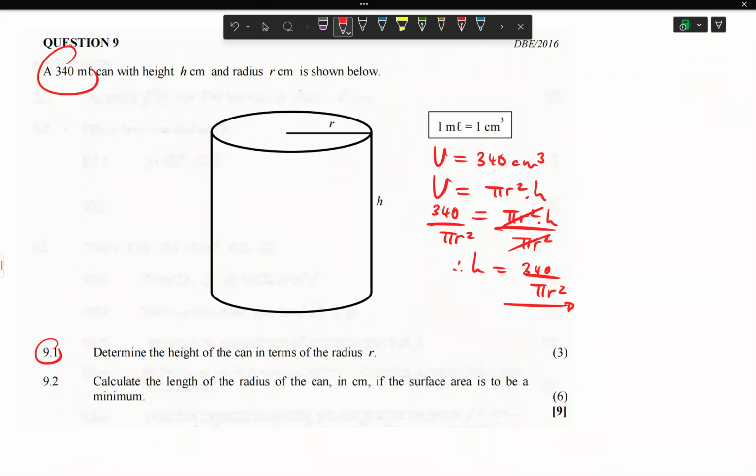It means now we have to find the surface area of this cone, guys. So to find the surface area of this cone, just say S, or you can say A, doesn't matter. So for the surface area, guys, we have the top and the bottom. At the top and the bottom, you have two circles. What's the area of a circle? The area of a circle is pi r squared. But how many are there? There are two. So that's 2 pi r squared.